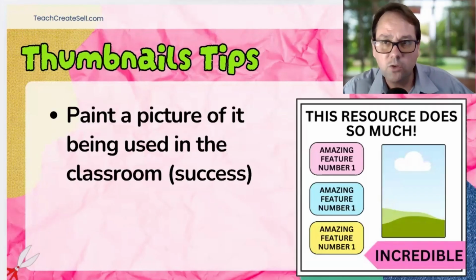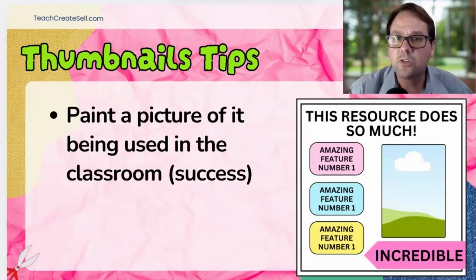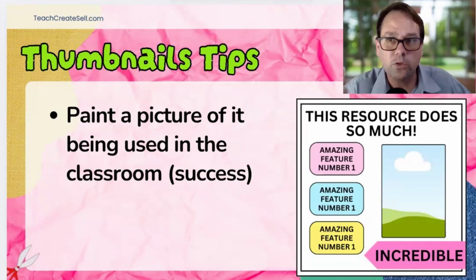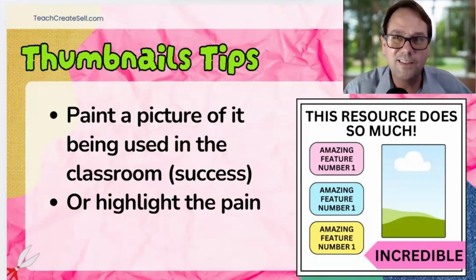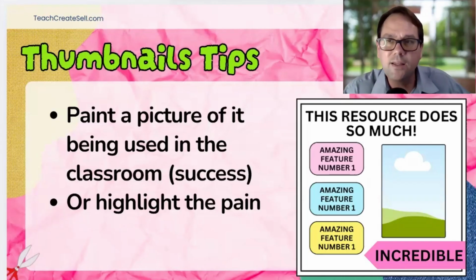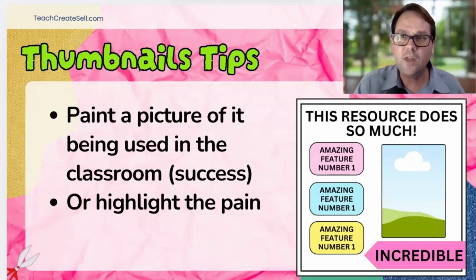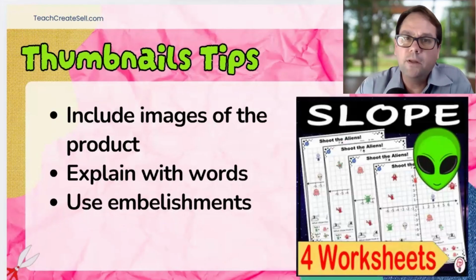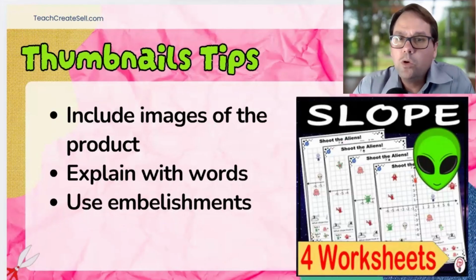Here's a great tip, this is also for your copywriting: paint a picture of it being used in the classroom. Help them see the benefits that the teacher or the students are receiving as a result of using your product. Or you can highlight the pain. Now, I don't highlight pain so much in my TPT product descriptions. I more do that in blogs and emails and pins and social media. But that is a great copywriting tip as well, to highlight pain or paint a picture of success. When you do that, you make connections with the reader so that they are more likely to trust you and do business with you. Okay, we already said this, but use images, use words, use embellishments.